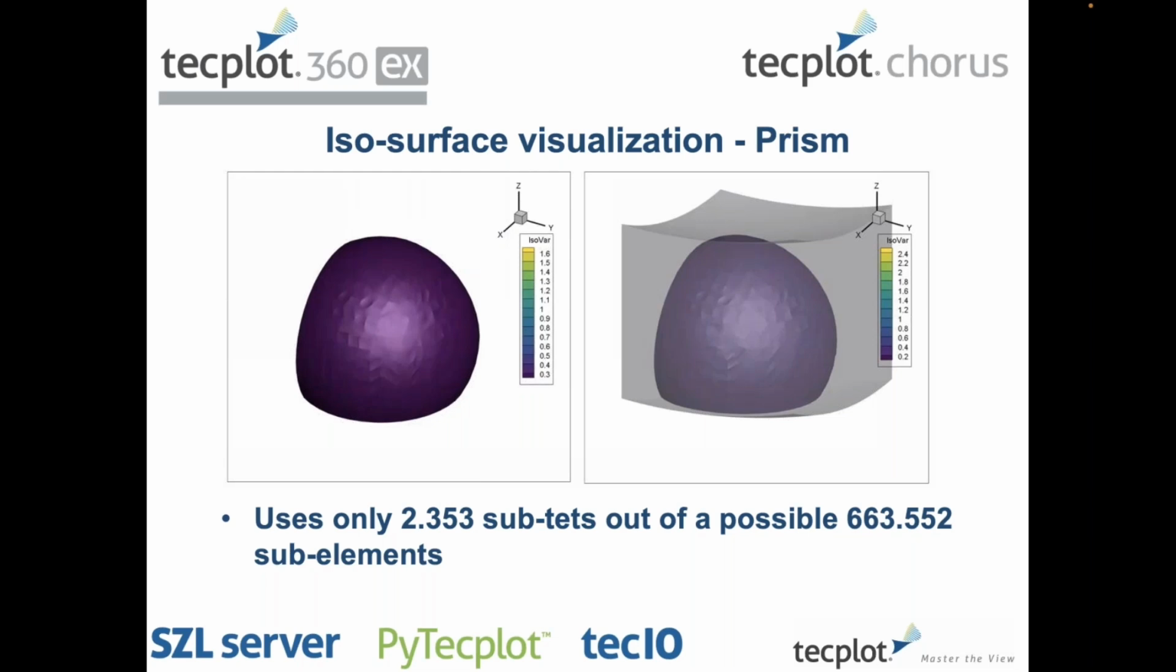The second thing is that using that subdivision algorithm, discarding the element turns out to use only 2,500 subtets out of a possible 650,000. It is not cheap to create 650,000 per element just to visualize an isosurface, and that's where that algorithm comes very handy.